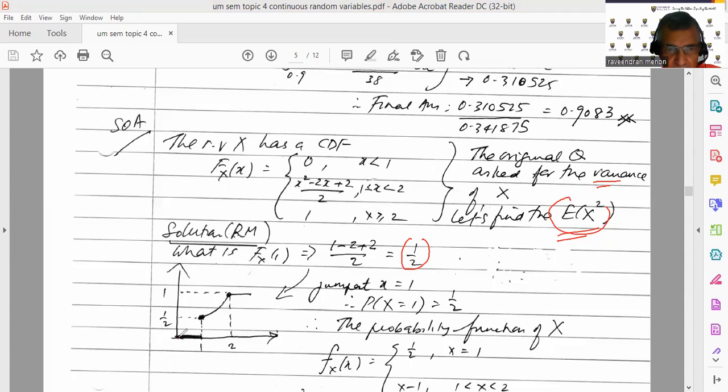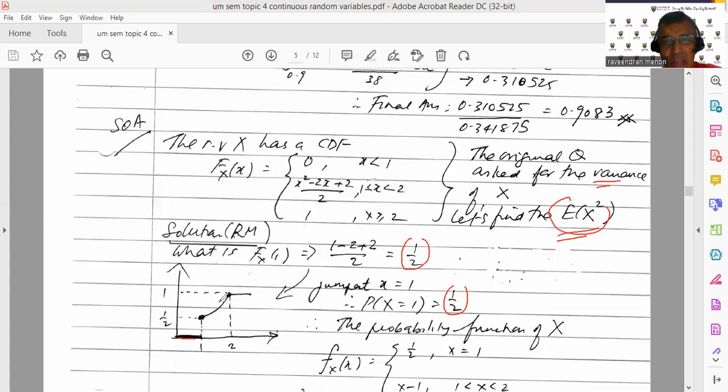So less than 1 is 0. And then when x equals 1, there is a jump, right? There's a jump at x equals 1, because that would mean to you that the probability x equals 1 is a half. Okay, again, there's a jump at x equals 1, which indicates to you that the probability x equals 1 equals a half. Okay, so please be a bit careful about this.